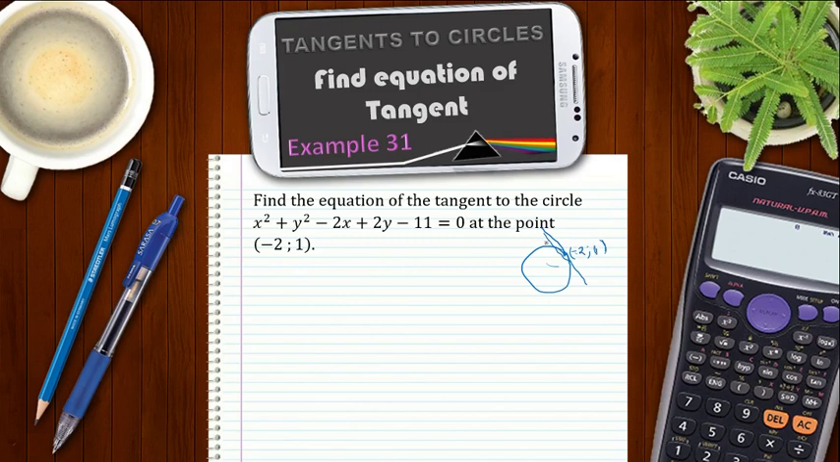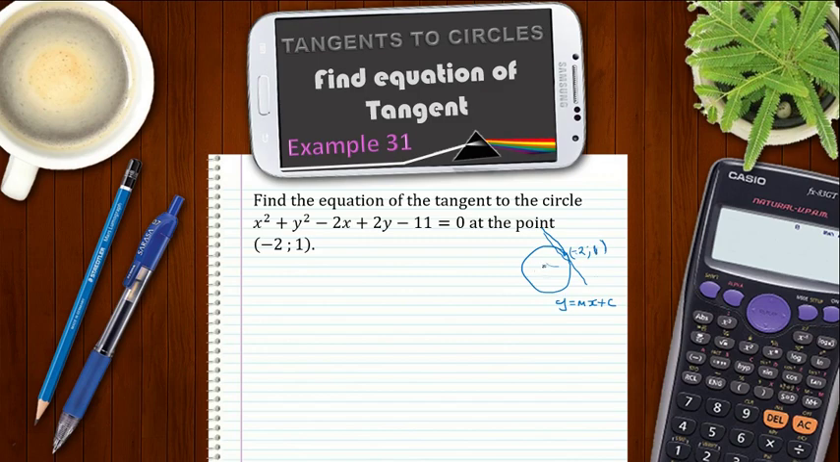Now, remember, a tangent is simply a straight line in the form y equals mx plus c. So that is what we are looking for, the equation of that straight line. And that means we need to find the gradient. And then after we found the gradient, we can substitute in this point and then also find the c value.